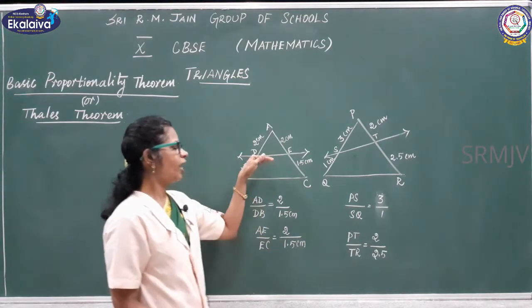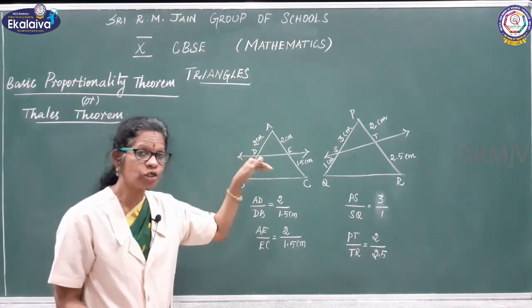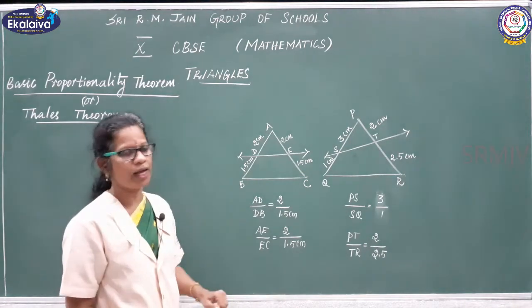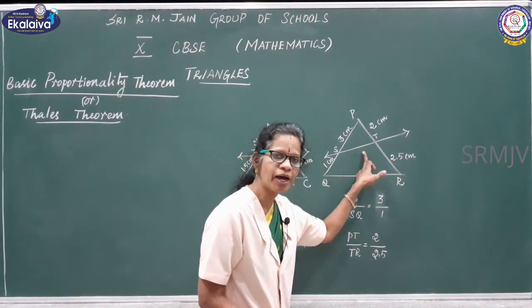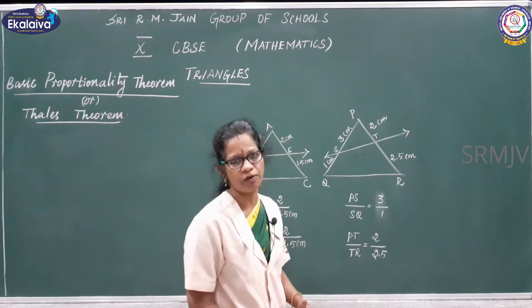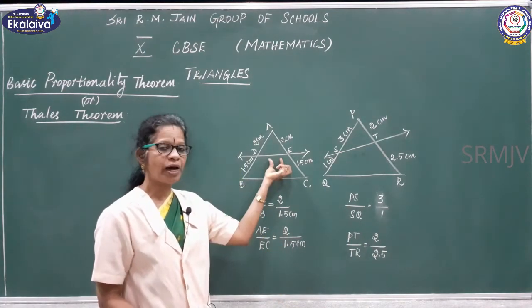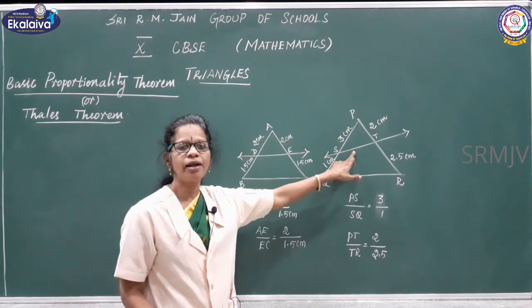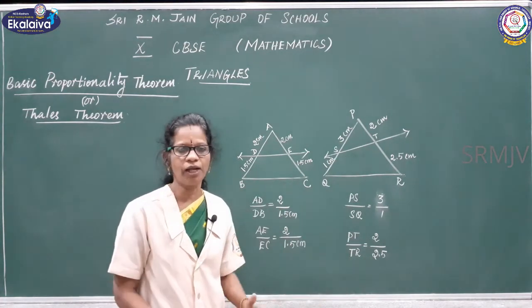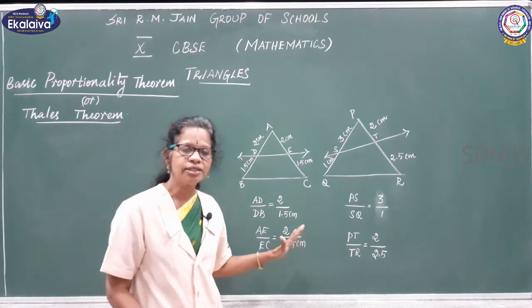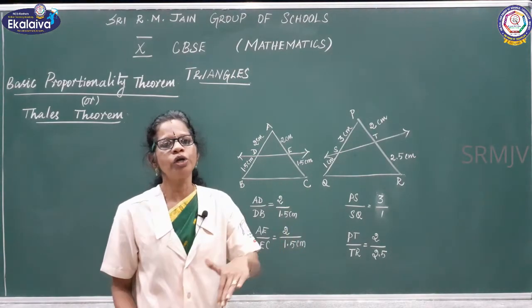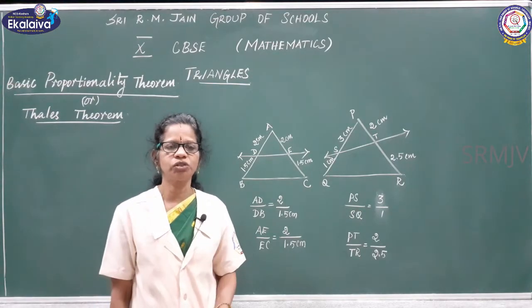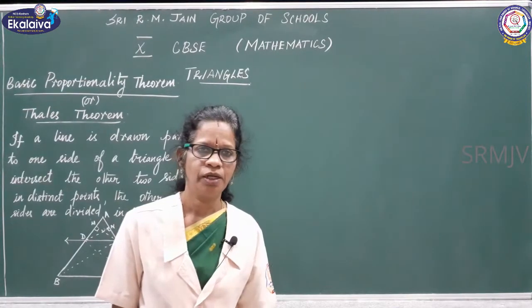Yeah. If the line is parallel, what is your conclusion at the end? If the line is parallel, the ratios are equal. If the line is not parallel, the ratios are not equal, right? Line is parallel, ratios are equal. Line is not parallel, ratios are not equal. This is practical. The same thing we are going to prove in the theoretical. Got it, children? That we will do in the next.